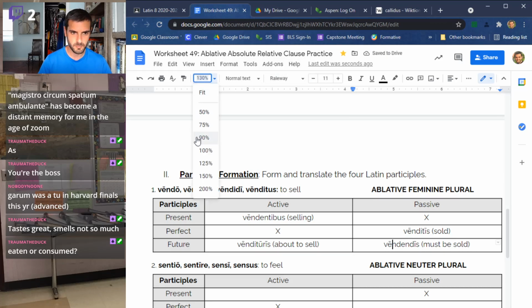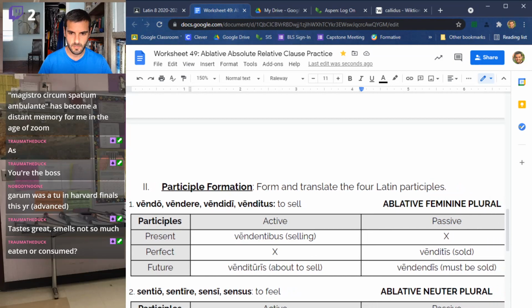Probably zoom in a little bit more on these. There we go.